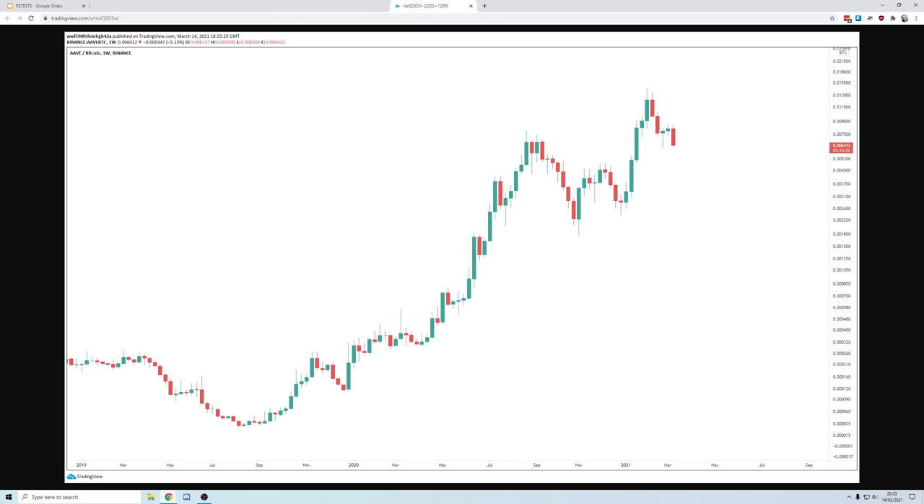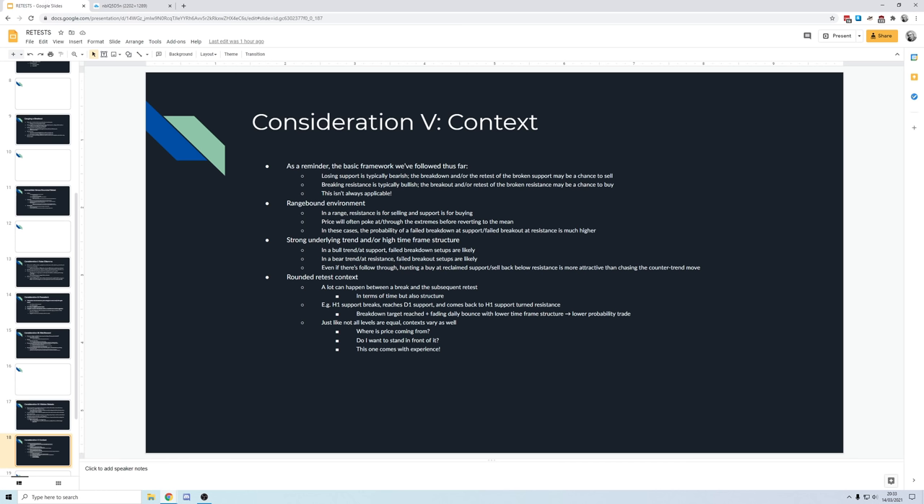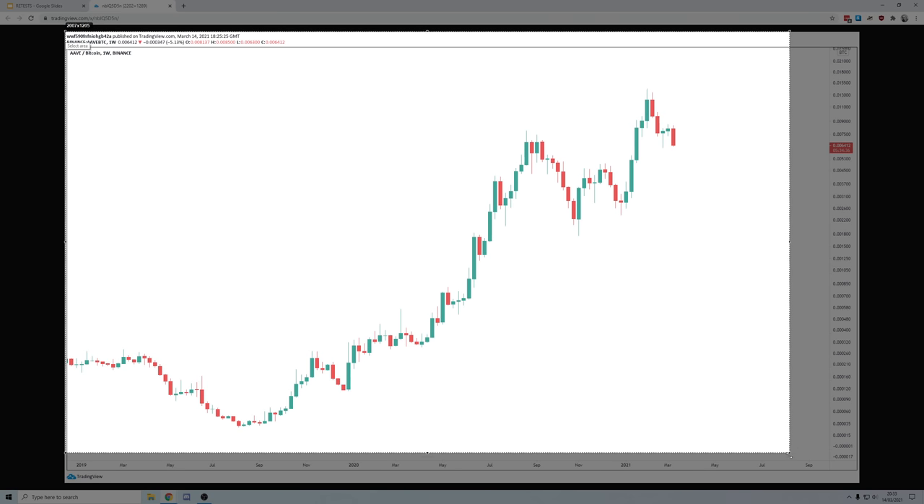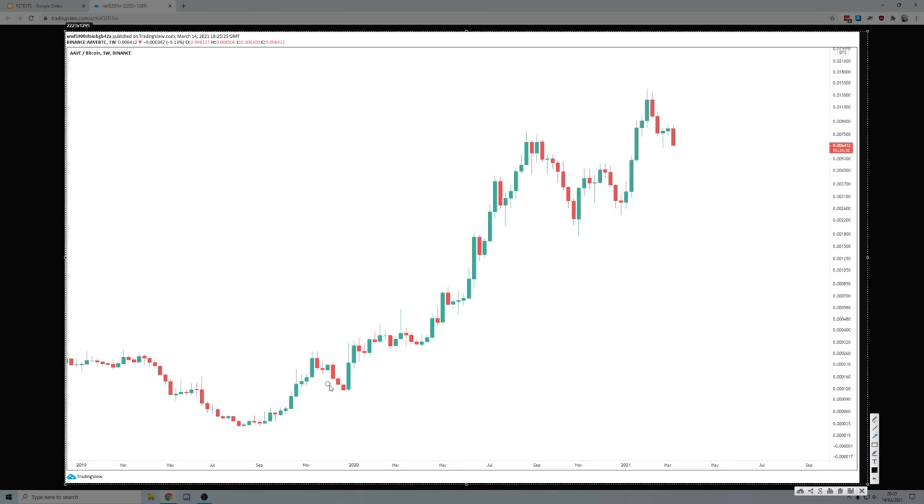Here we go. So you'll recall that strong underlying trend, in a bull trend, failed breakdown setups are likely. So let's take Aave as an example. Number go up. This is Aave against Bitcoin. Very strong trend, right? Number increasing. Very good. And we have this range low here at 26s, right? This lowest close before this move up.